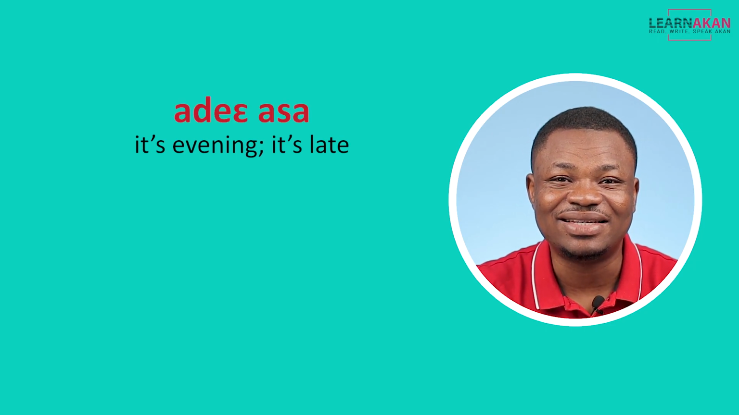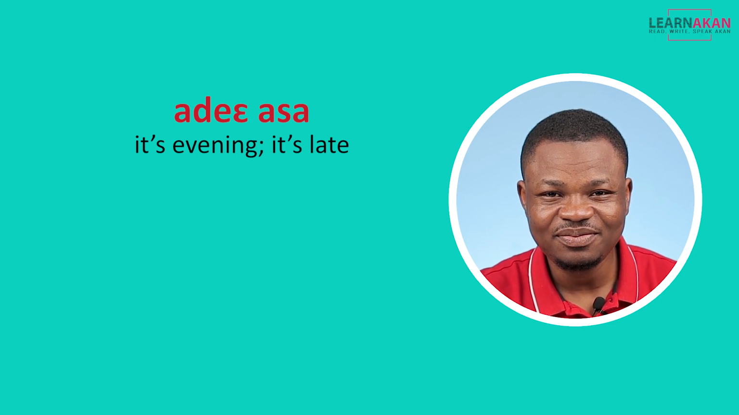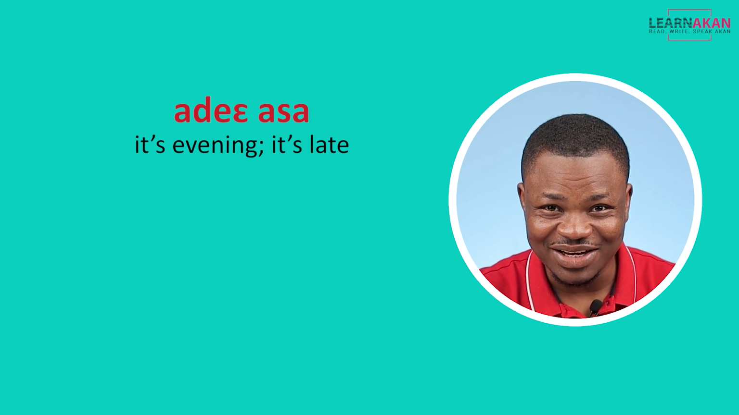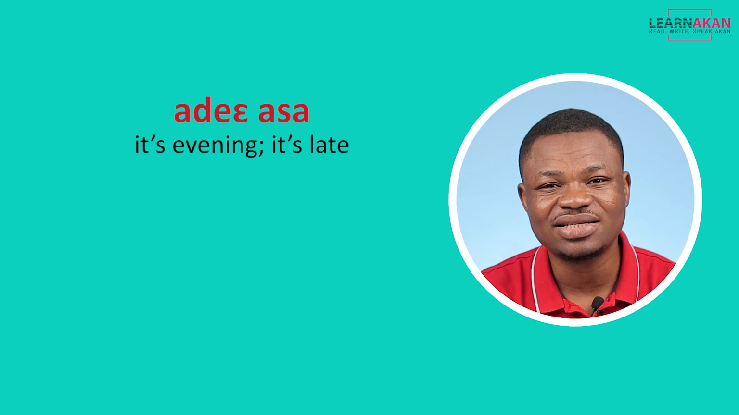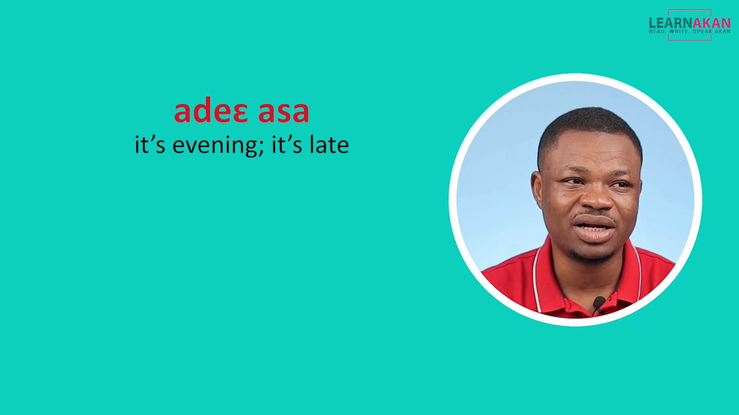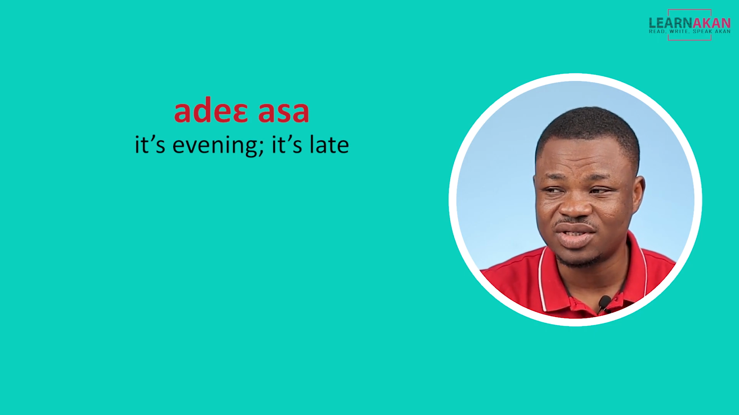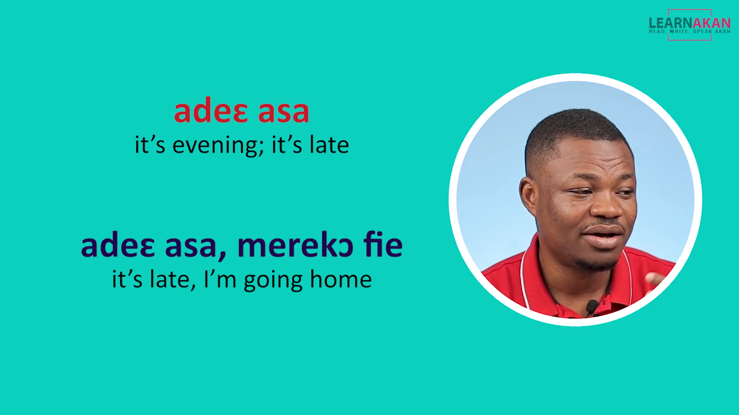We have adiasa. Okay, adiasa. It's evening or it's late. So when it's evening, you can say adiasa. Say you are playing with a friend, and then it's evening, so you need to get back home. You say, oh, adiasa, mi kufi, okay? Adiasa, mi kufi.